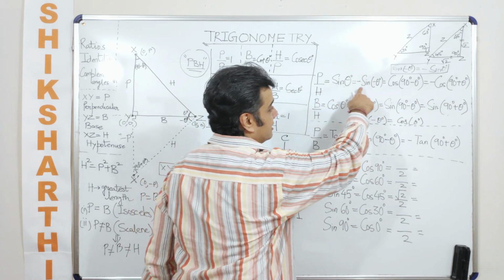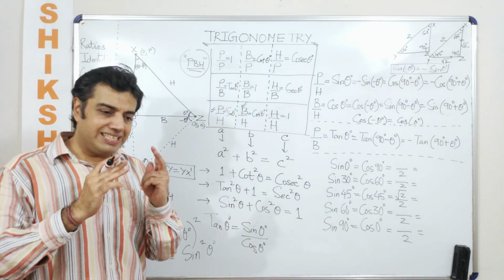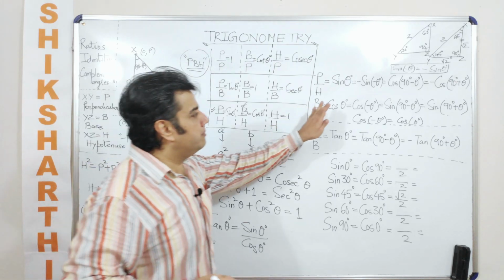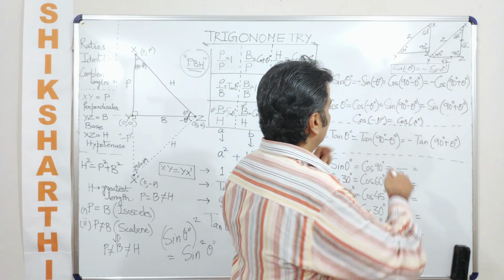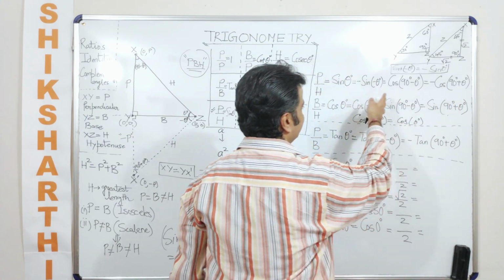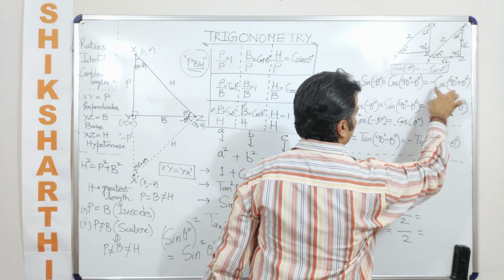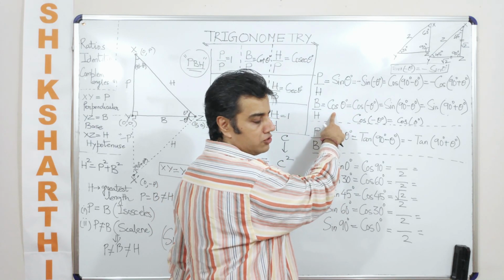Now, this I have explained to you in detail. From here, you know the relationship now. What is the relationship? Sin theta is equal to cos of 90 minus theta. Cos of 90 minus theta is just like saying minus of cos of 90 plus theta, or any other thing. You can have so many comparisons here. How many comparisons can you make? 6, 3, another 2, and finally 1.